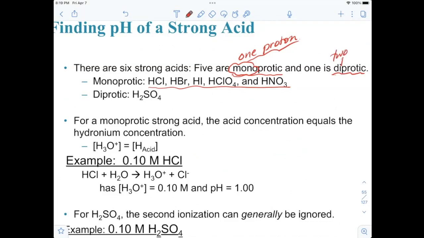And then diprotic implies that 2 hydrogen ions can be ionized. So 2 protons or 2 hydrogen ions. So diprotic is H2SO4. Once again, both hydrogen ions can be separated from the molecule because the OH bond is weak. Okay?